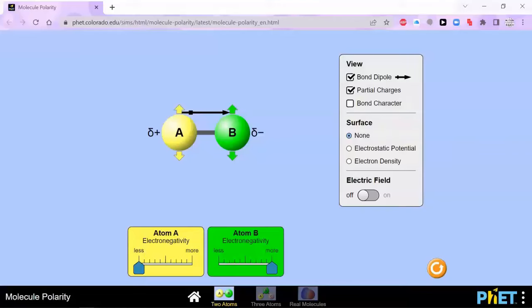If I want the arrow to point in the opposite direction, what I could do is simply increase the electronegativity of atom A relative to atom B. So now we see the arrow is pointing toward atom A, and there's a partial negative charge on atom A. So I'll go back and switch that. Again, you can see that the length of the dipole is increasing as the bond becomes more polar. The arrow always points toward the atom with a partial negative charge, which is the atom that has the higher electronegativity value.